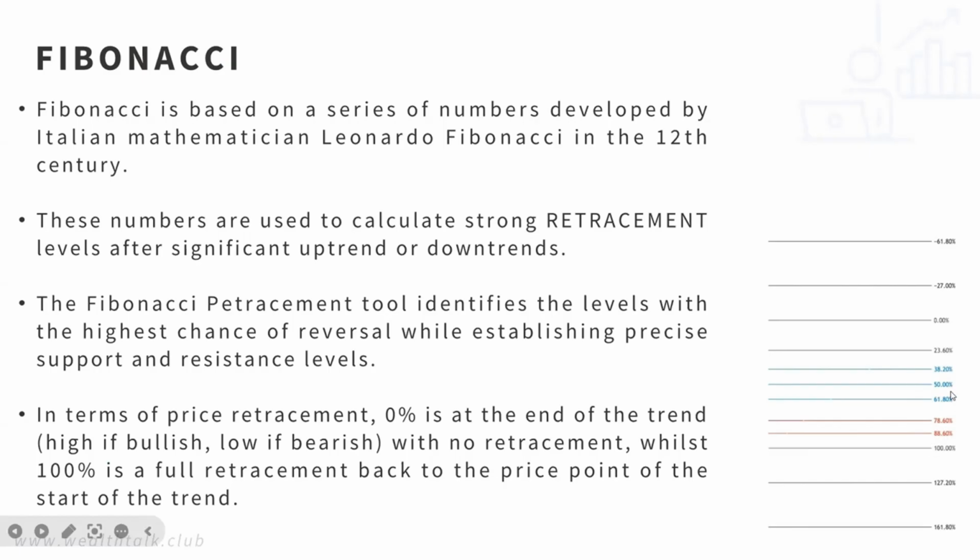As we can see here, we have got 0, high if bullish, low if bearish, with no retracement, while 100% is full retracement back to the price point of the start of the trend. So here we have got the picture of the Fibonacci tool. On the right side, we have got a few of the lines and the numbers. I will just discuss these lines and numbers.